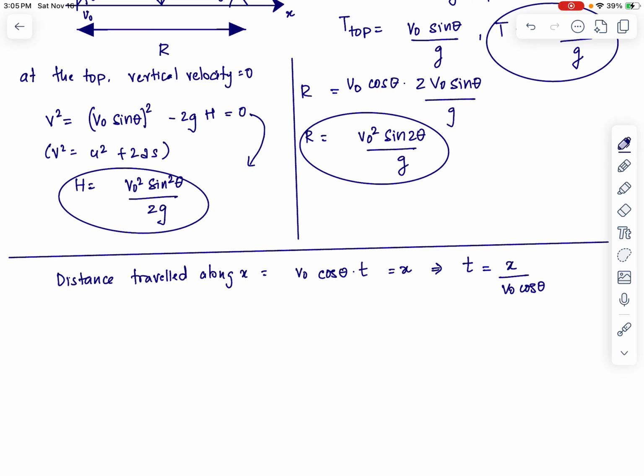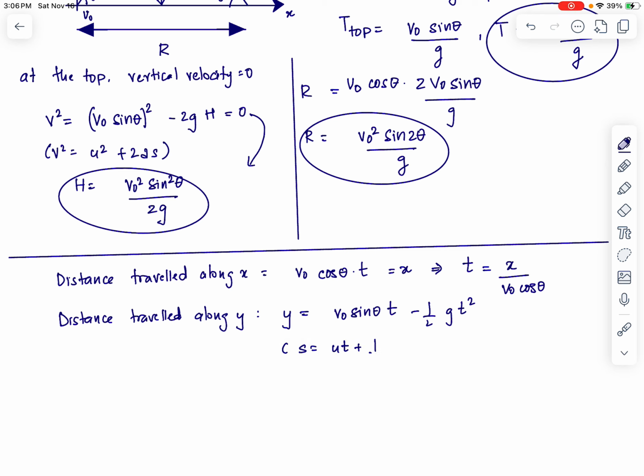Now the distance traveled in the same time along y can be written as y equals the initial velocity v0 sine theta times t minus half g t square. So essentially we follow this equation, s equals ut plus half at square. Here a is nothing but negative g, u is v0 sine theta.